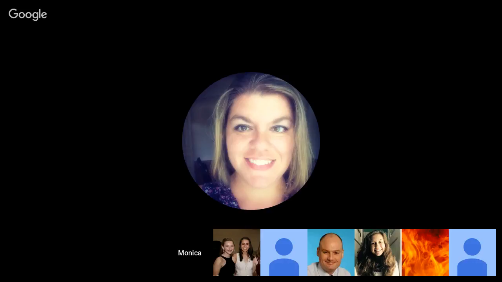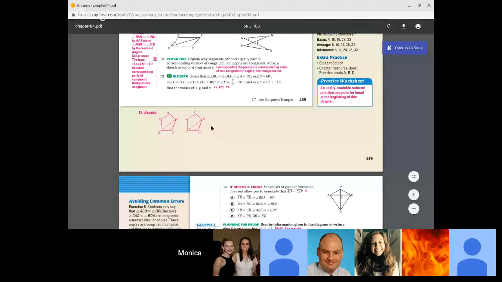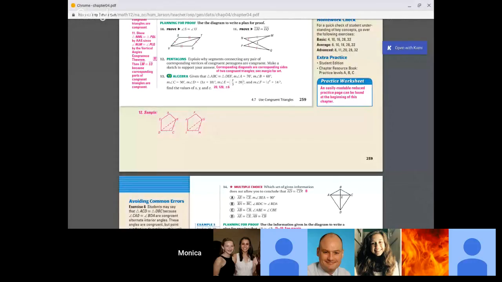Okay, Megan, probably the easiest thing is going to be to show you the picture that the book has drawn. So for number 12, the problem says explain why segments connecting any pair of corresponding vertices, so those are going to be points on a pentagon that are across from each other, of congruent pentagons are congruent, and then make a sketch to support your answer.